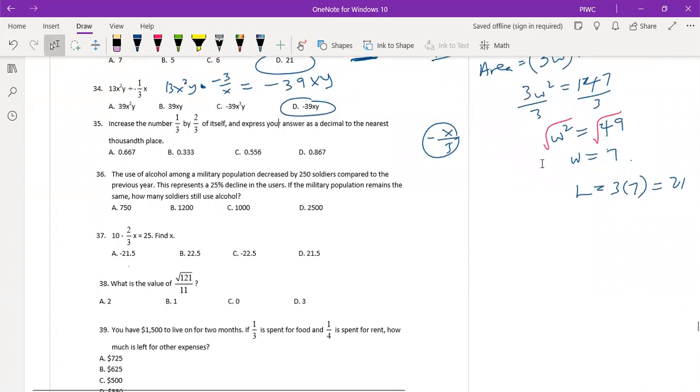Now 35. Increase 1/3 by 2/3 of itself. Now express your answer as a decimal to the nearest thousandth. Increase 1/3 by 2/3. So that means 2/3 of 1/3, 2/3 of itself. So 2 over 3 times 2 over 3, find 2/3 of 1/3. So that will give us 2 over 9. All right, 2 over 9.